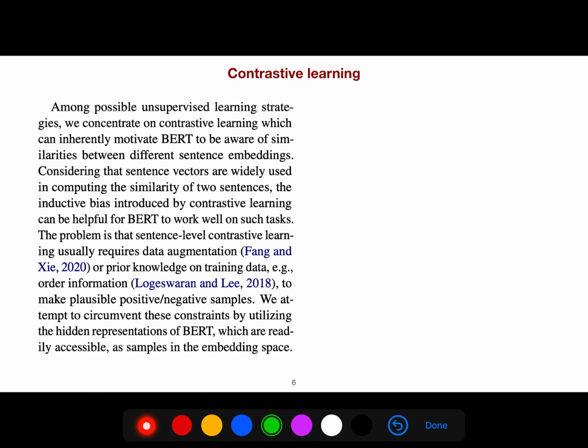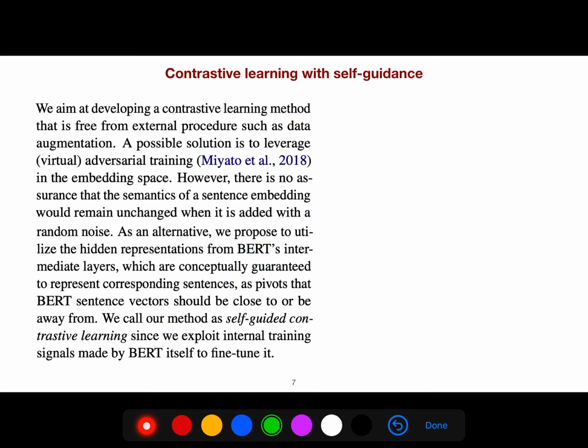Considering that sentence vectors are widely used in computing the similarity of two sentences, the inductive bias introduced by contrastive learning can be helpful for BERT to work well on such tasks. The problem is that sentence-level contrastive learning usually requires data augmentation or prior knowledge and training data, such as order information, to make positive or negative samples. We attempt to circumvent these constraints by utilizing the hidden representations of BERT, which are readily accessible as samples in the embedding space. So we aim at developing a contrastive learning method that is free from external procedures such as data augmentation. A possible solution is to leverage virtual adversarial training in the embedding space.